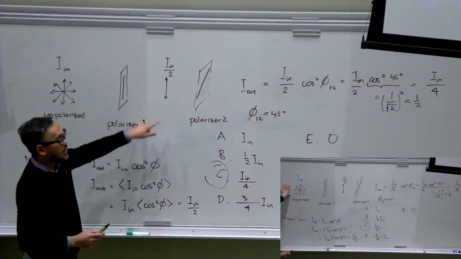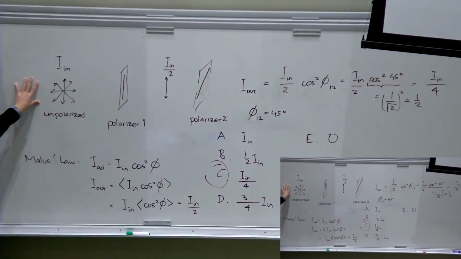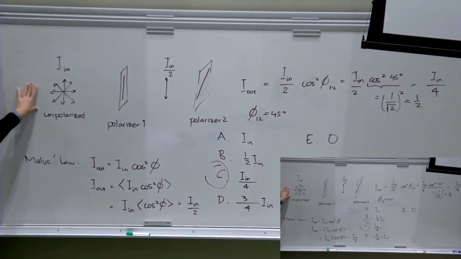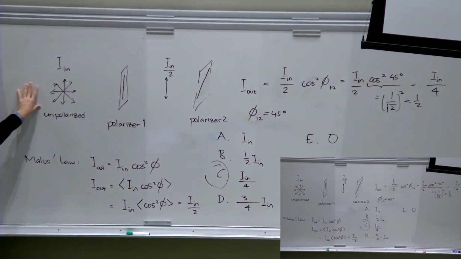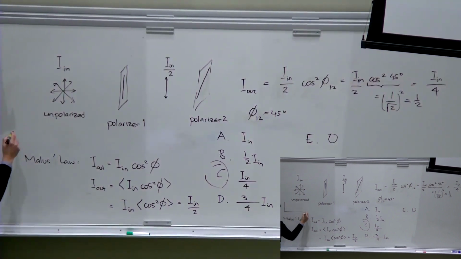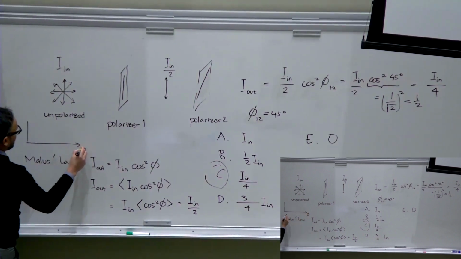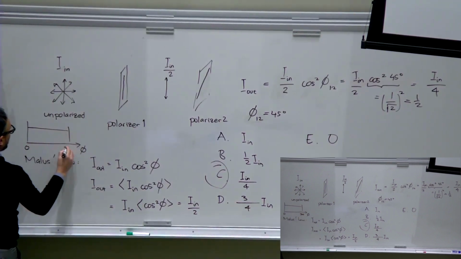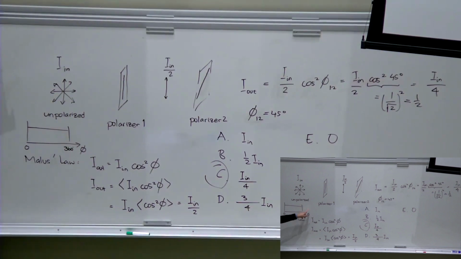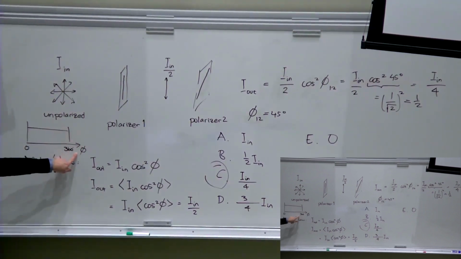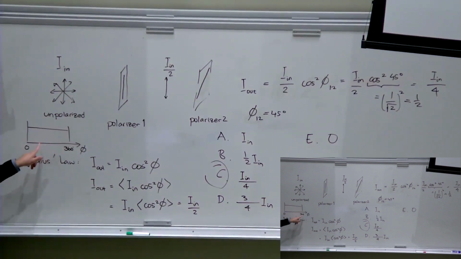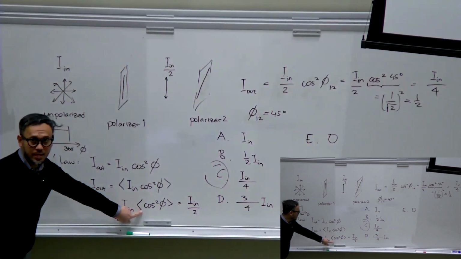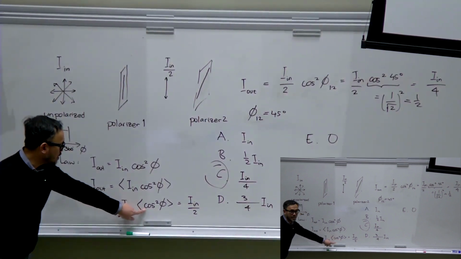So the input is unpolarized light from the sun or any non-coherent source. If you want to plot the distribution, this is angle. It's a uniform distribution from 0 to 360 degrees. All of these are the values of phi, so you need to sum all of those phi. Basically, we need to find the average of phi, to be more specific, the average of cosine square phi.